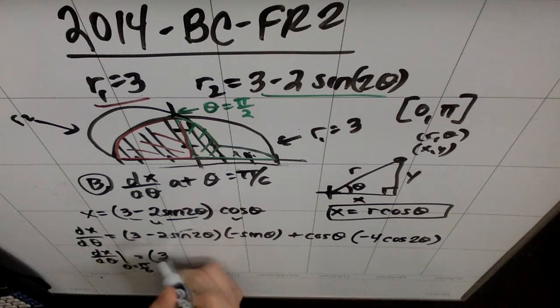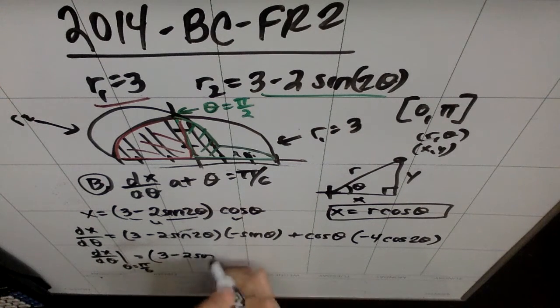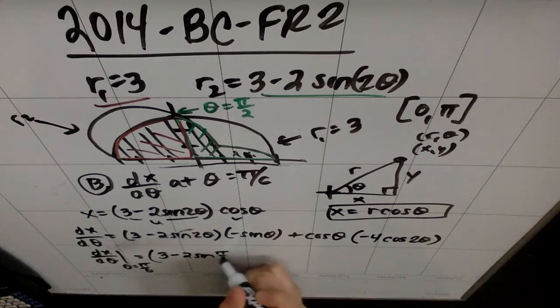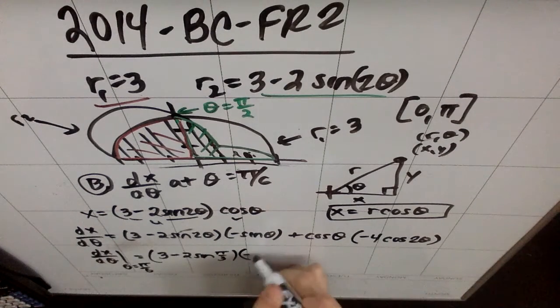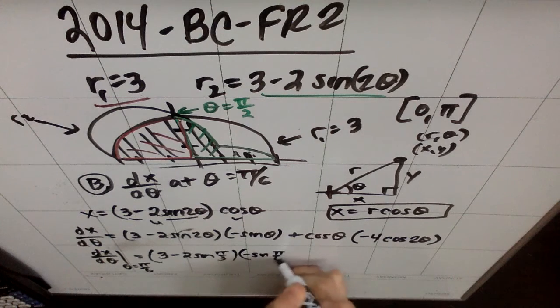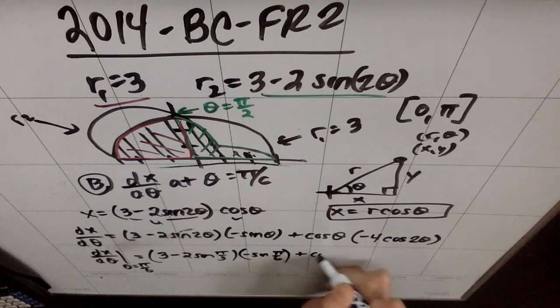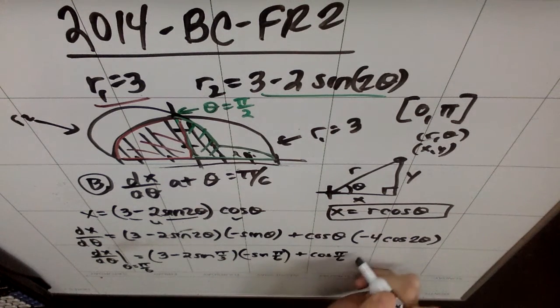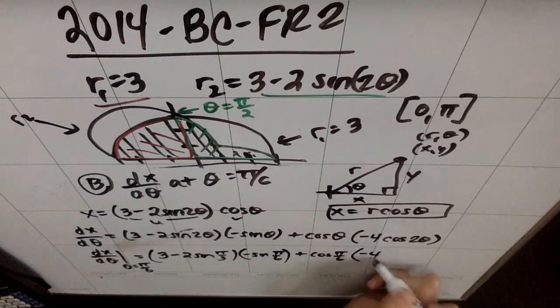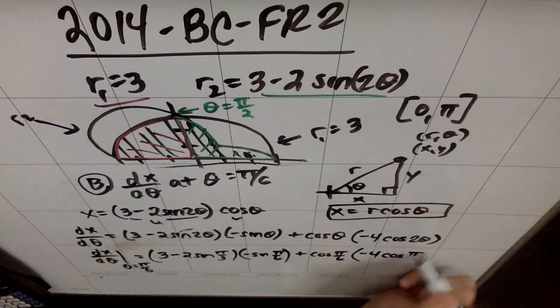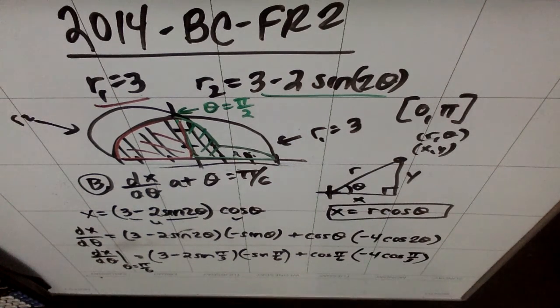So this is going to be a 3 minus a 2 sine of 2 times pi over 6, which is pi over 3. So we'll clean that up in a sec, right? And then a negative sine of pi over 6, plus cosine of pi over 6. And then this is going to be a negative 4 cosine of pi over 3 again, because that's what happens to pi over 6.